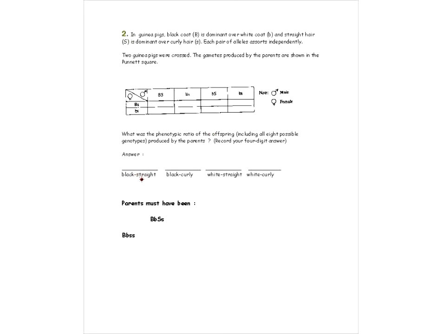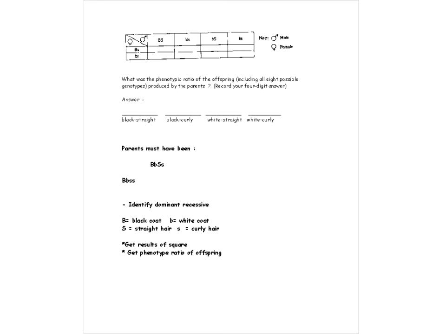So we need to find out how many are black straight, and we would find out how many of the 8 are going to be black straight, and we would write down the number. Say it's 2 or 4 or whatever. Same thing for black curly, and right on down the line. So let's do that.